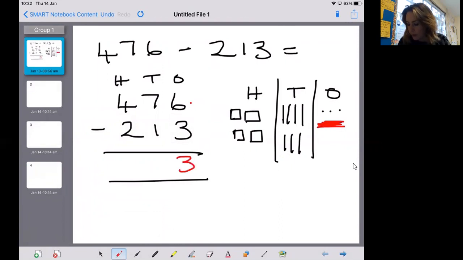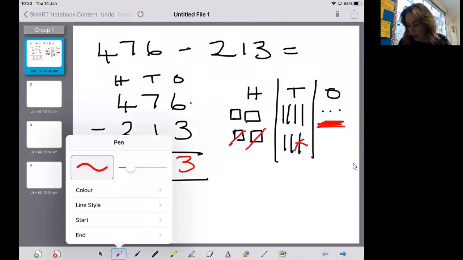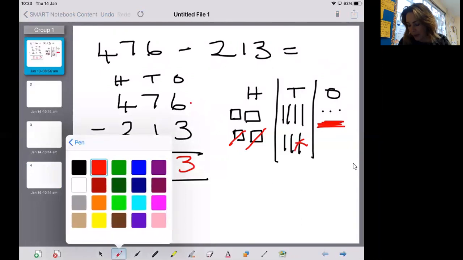From the 7 tens, we take away 1. 1, 2, 3, 4, 5, 6. I'm left with 6 tens. And from the 400s, I'd take away 2. I'm left with 200. 6 take away 3 is 3. 7 take away 1 is 6. 4 take away 2 is 2. Hopefully that should be self-explanatory.